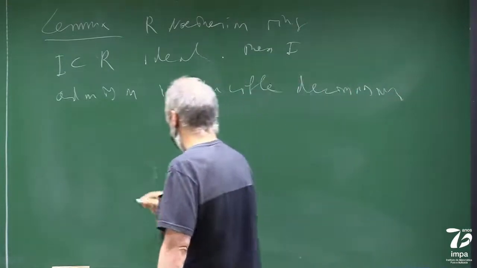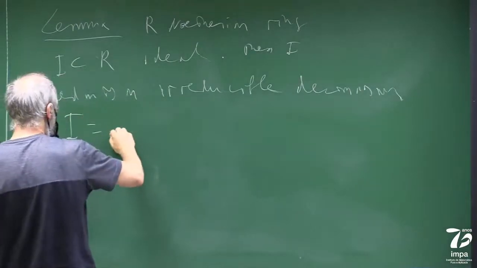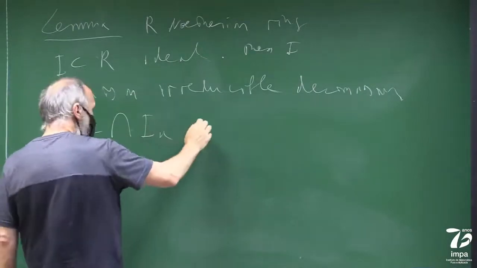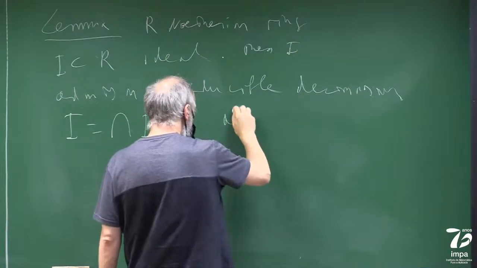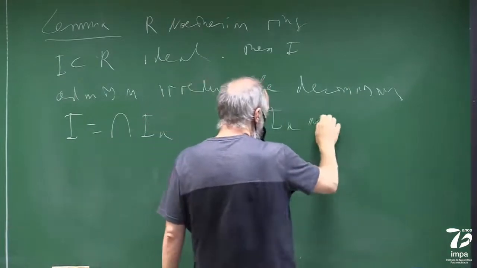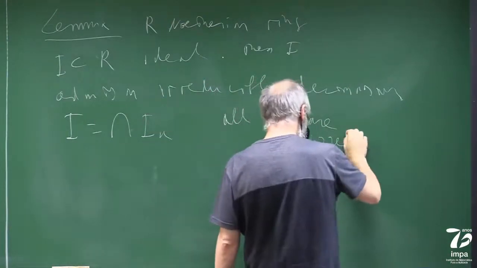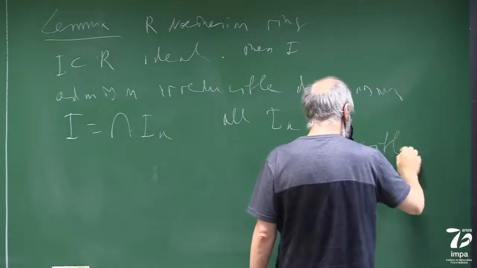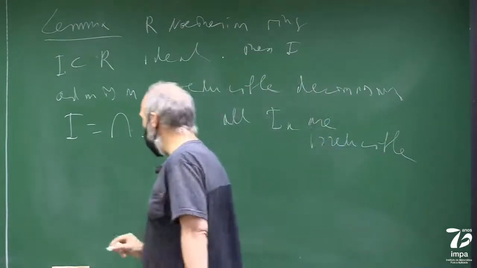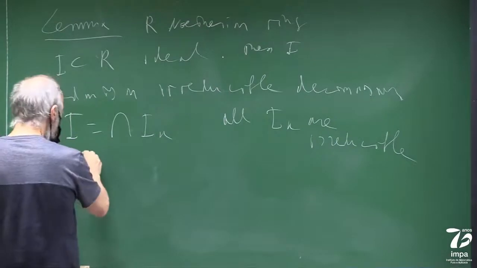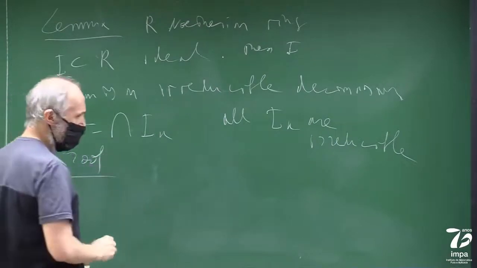Which is decomposition I is equal to the intersection of I_k, where all I_k are irreducible. Proof. Well, the proof goes by contradiction.